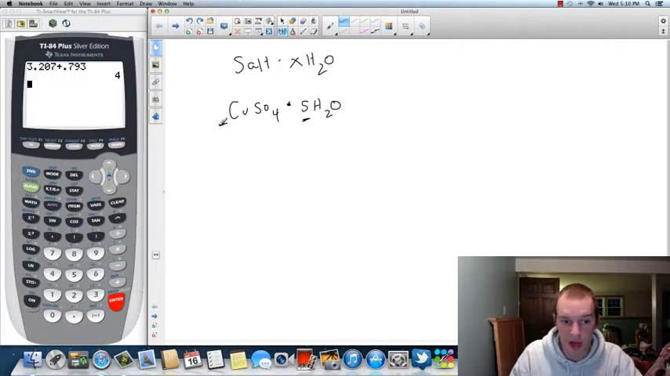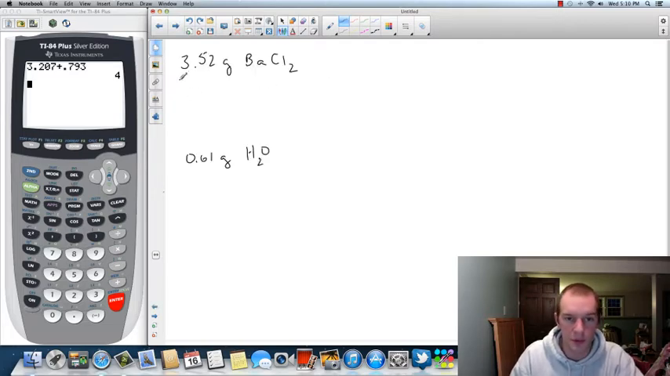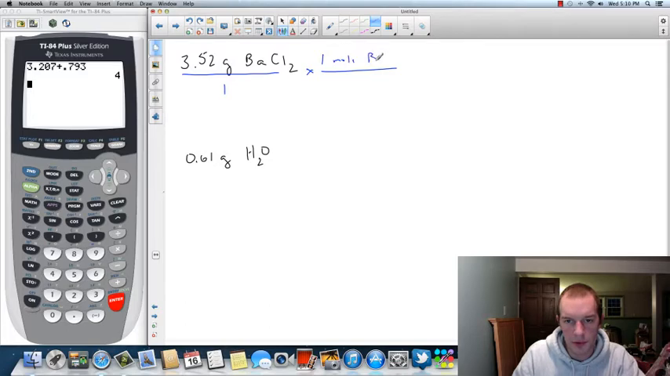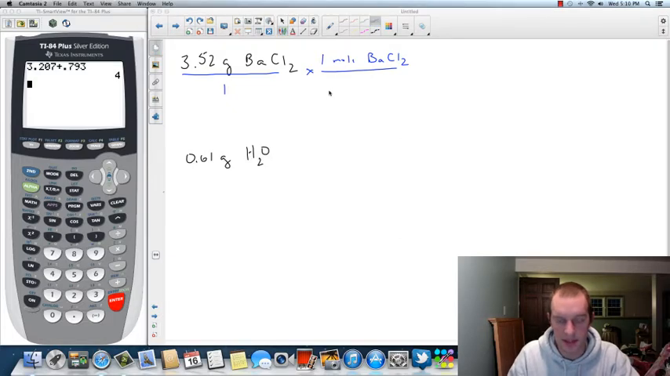By convention, we're trying to find the mole ratio of the salt to the water. So basically we want to find the mole ratio of barium chloride to water in this case. It should be pretty obvious that what we need to do first is convert our barium chloride and our water into moles. So how do we do that? Well, for every 1 mole of barium chloride, BaCl2, there are some number of grams that represent that. So we need to figure out how many grams that is.